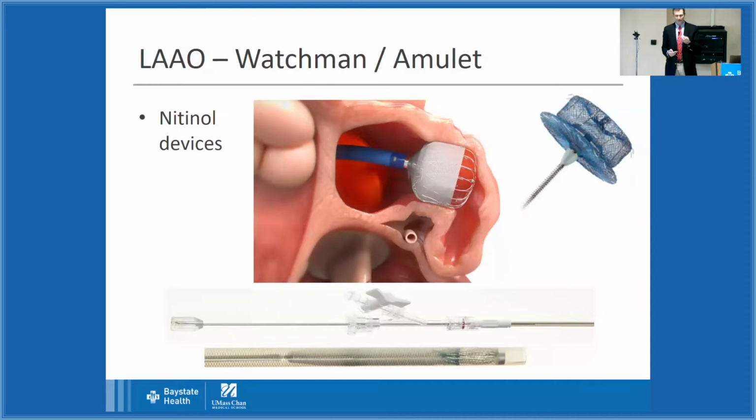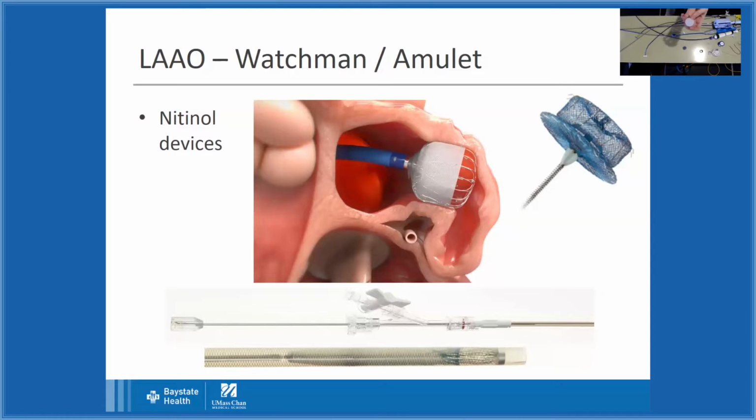Here's the story. I'm going to jump back over here. This is the Watchman device I happen to have in my hand. But nitinol was designed by the Navy because in 1944 they were planning to invade the Japanese home islands. And they expected to need thousands of amphibious assault ships that could withstand quite a bit of battery.